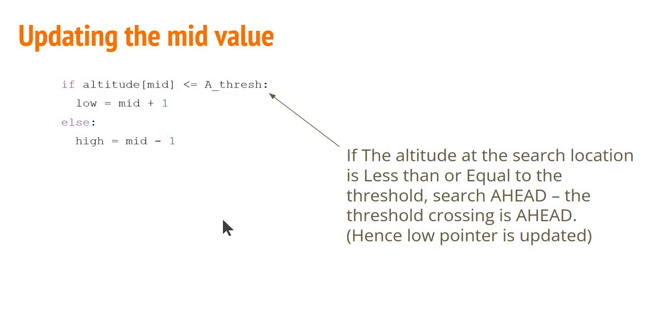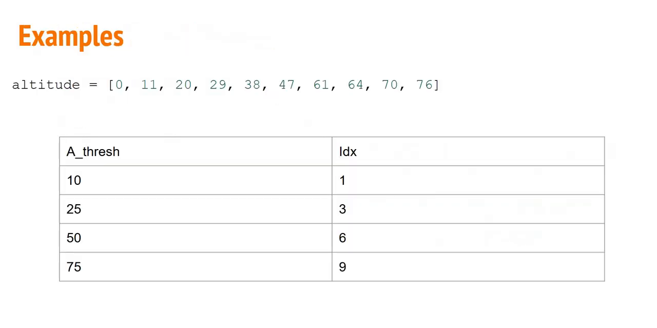When we update the mid value, again, we are looking for altitude less than equal to A threshold. So I move forward. Remember, if my altitude is equal to A threshold, the threshold crossing has happened after the present value, which is why this is less than equal to, and hence I will move my low to mid +1 because I'm going to search afterwards. So these little things are related to the problem definition. Do think about it, put some prints, and I'm very happy to discuss. But you see how binary search is helping us.